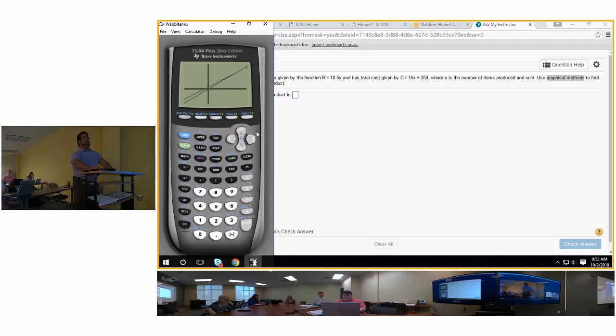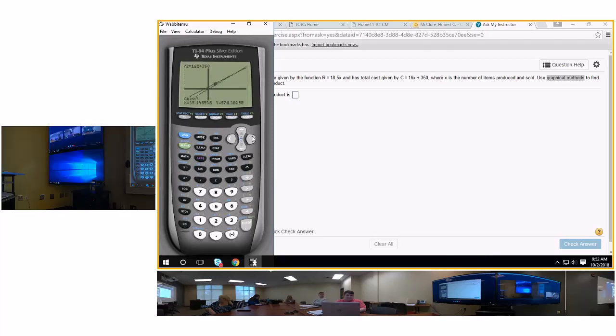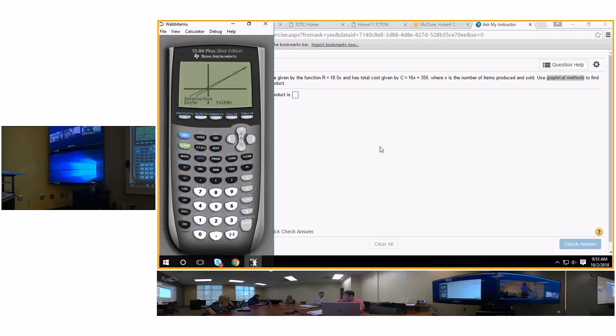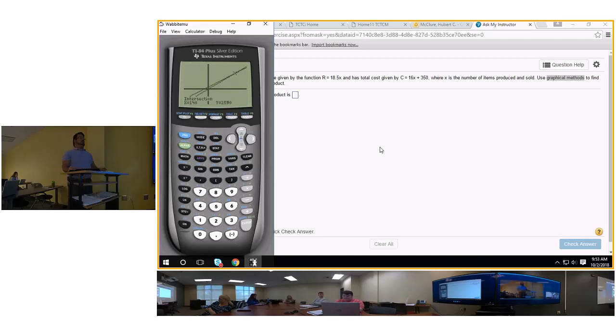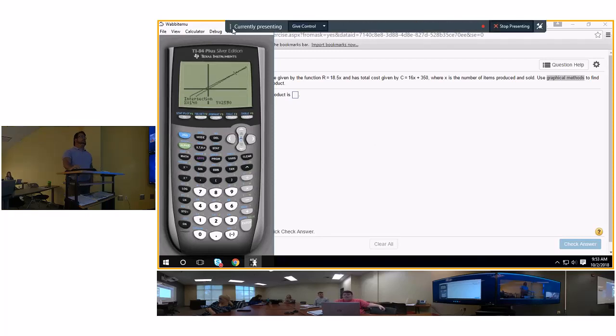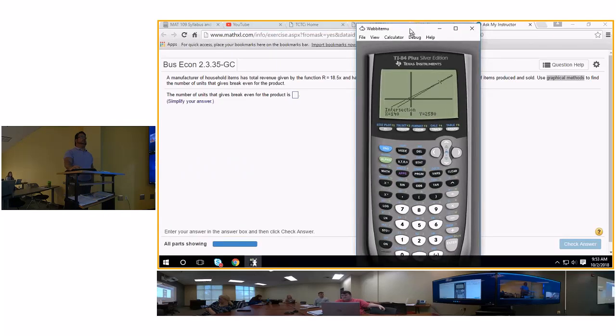And there's the intersection. So now I'm going to hit second, trace, and find the intersect, which is number 5, enter. And I'm just going to hit there, and then I'm going to move up here and give it a guess right in there. And there is your intersection point. So x is equal to 140 and y is 2590. Write that down. So 140 is x, that's 140 items produced at 2,590. So what are they asking for? Number of units would be 140.